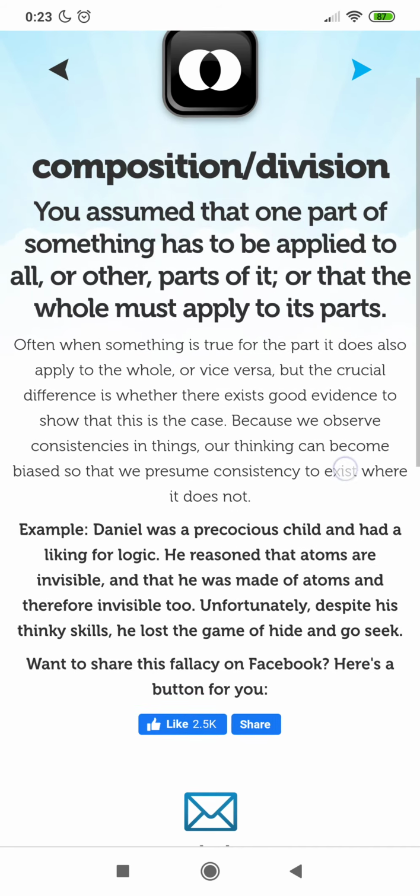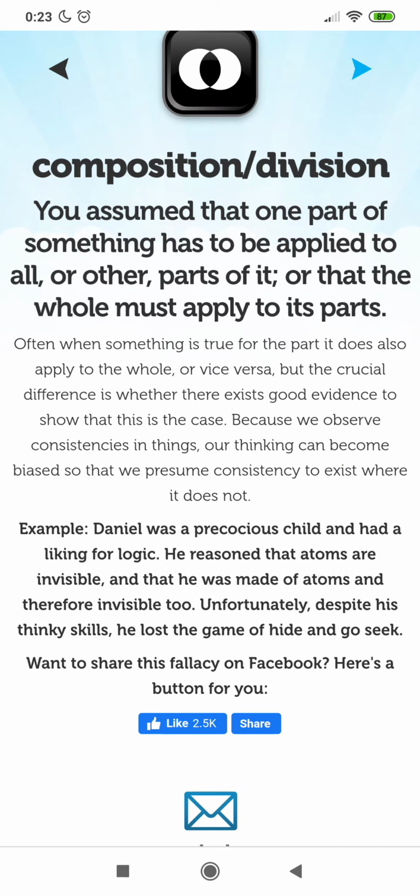Example: Daniel was a precocious child and had a liking for logic. He reasoned that atoms are invisible and that he was made of atoms and therefore invisible too. Unfortunately, despite his thinking skills, he lost the game of hide and go seek.